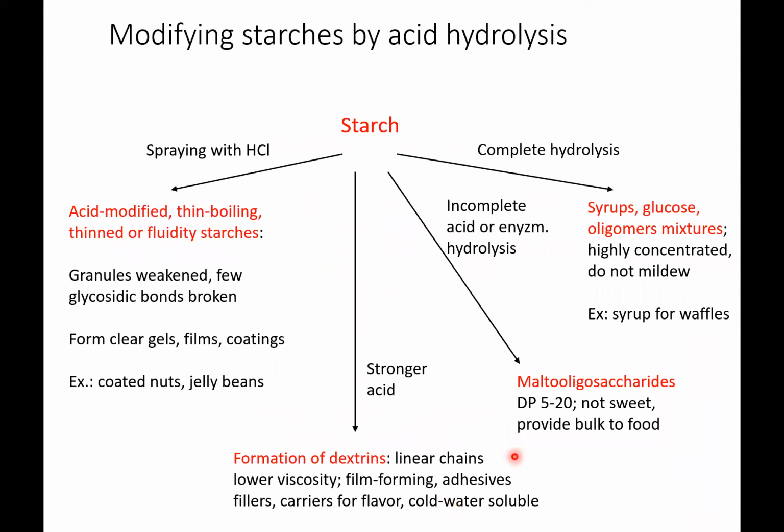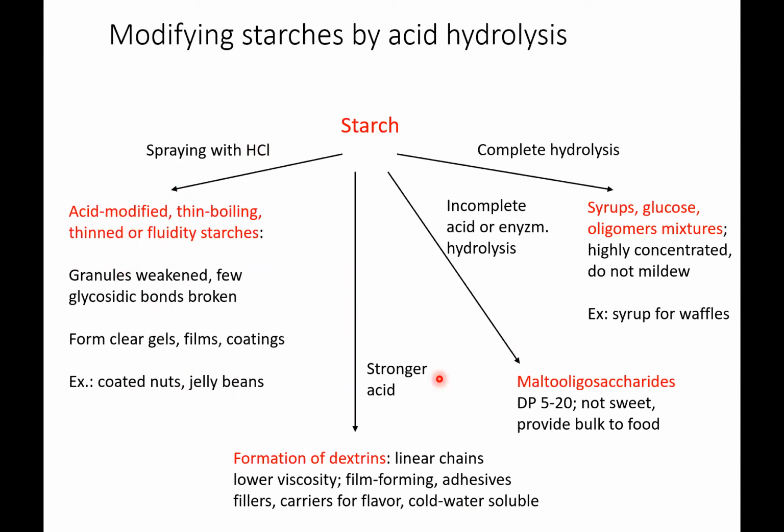In starch, we have several possibilities. We can spray with an acid. That gives you so-called acid-modified, thin boiling, thin or fluidity starches, different names for the same thing. So we have weakened granules, few glycosidic bonds are broken with this, spraying with HCl. And we can use it for coatings mostly, nuts, for example, jelly beans.